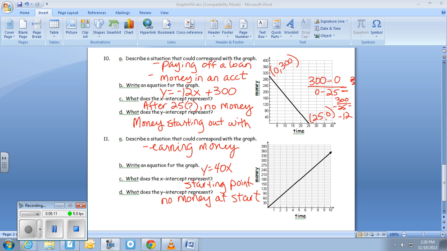I got an equation of y equals 40x. I just kind of came up with a point at when time was 4, then the money was at 160, and it just made it all nice. So just make sure you're somewhere near that equation. It does start at 0. The y-intercept is at 0, so I don't need to put a plus 0 at the end for my equation. The x-intercept is a starting point at 0, and the y-intercept, it means no money at the start, and we just start from there.